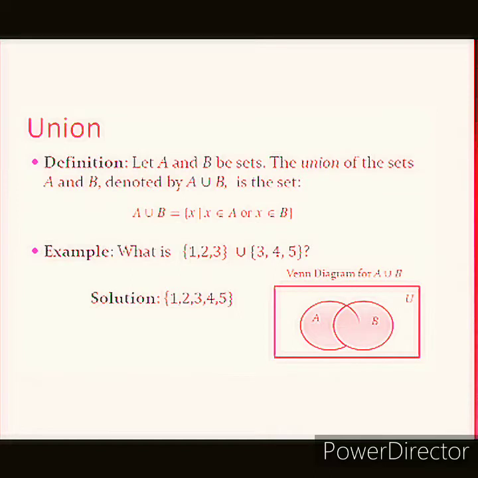For example, what is the union of the first set, which includes 1, 2, 3, and the second set, 3, 4, 5? The union of these two sets will be 1, 2, 3, 4 and 5. So all those elements that belong to either the first set or the second set. So the solution will be 1, 2, 3, 4 and 5.